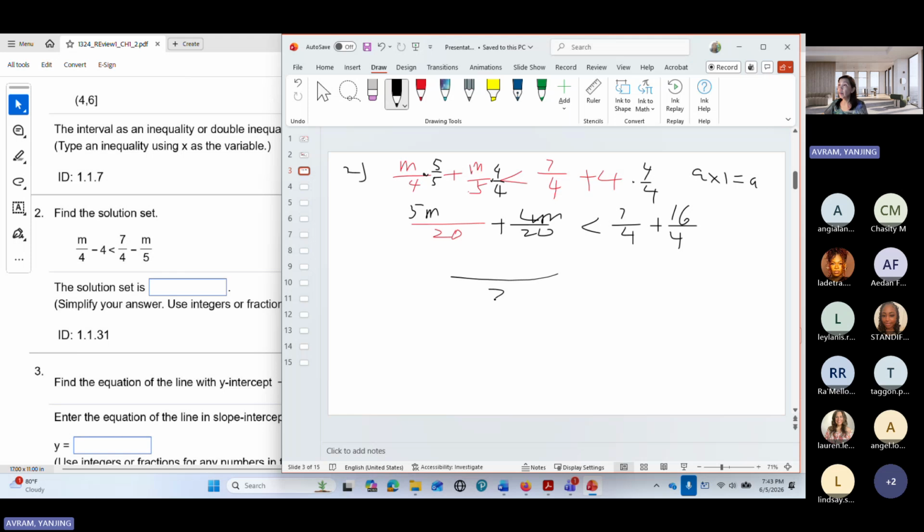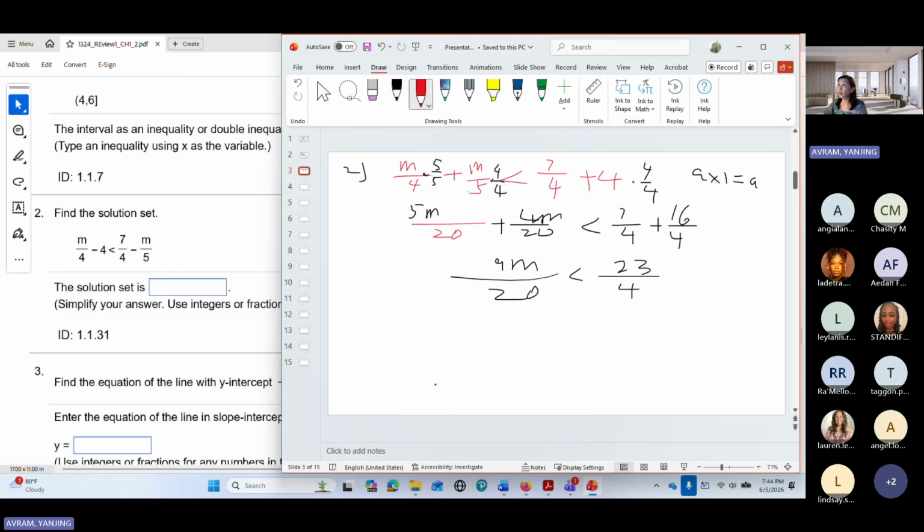So when you have a fraction with the same denominator, you just need to add the numerators, right? So this 5m plus 4m, you get 9m. Okay. And then this one, you have the same denominator. You have 7 plus 16, you get 23. Okay. All right. So now how do I solve for m here?